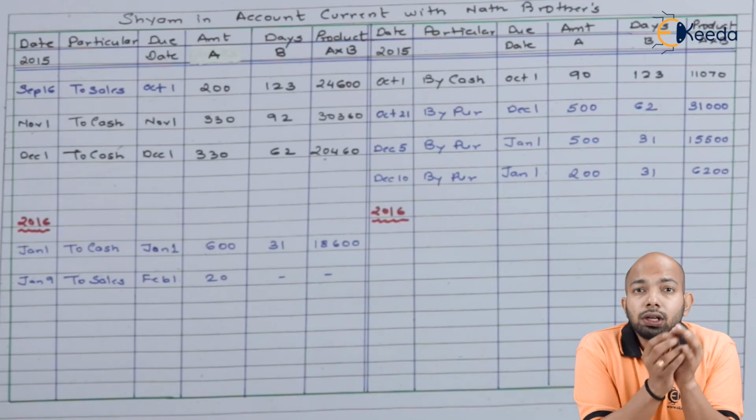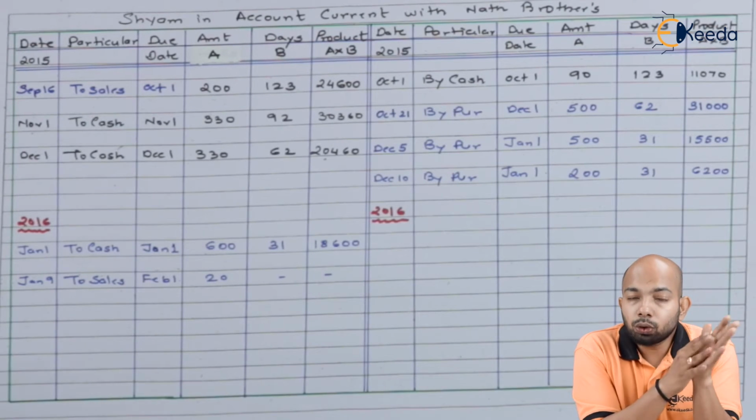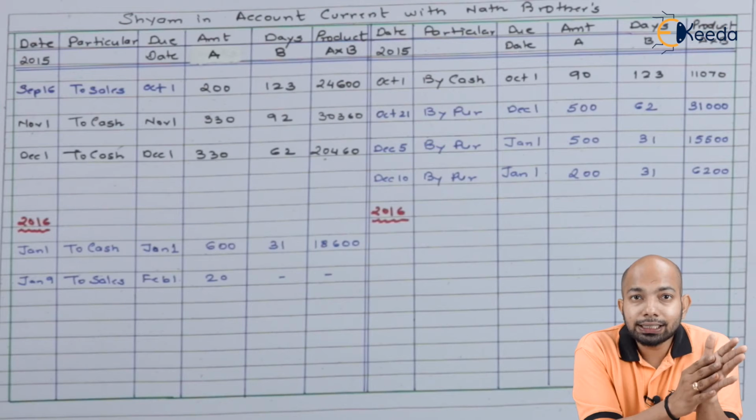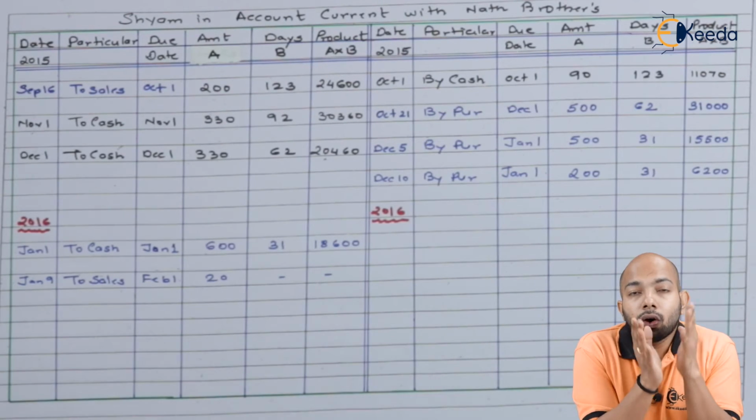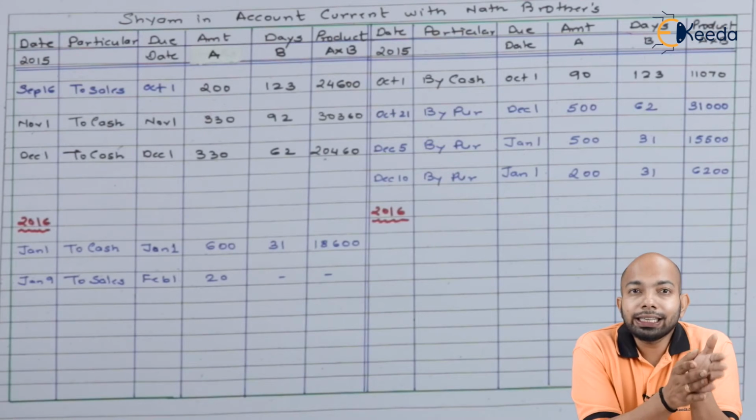We'll first figure out the product balances, that means the total of the product side, whether we have it on the credit side or the debit side, and accordingly we'll place it. On that product balance itself we'll be calculating interest here.